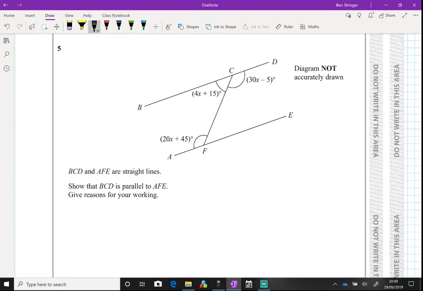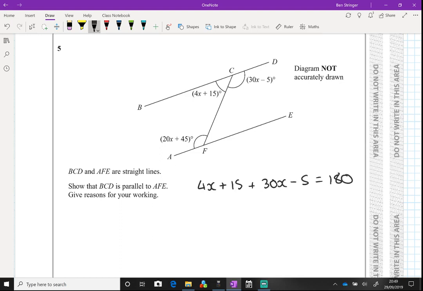B to C to D, and A to F to E are straight lines. Show that BCD, this line, is parallel to this line. Okay, well they're straight lines, so first thing, I know that this and this add to 180. That and that therefore will add to 180.